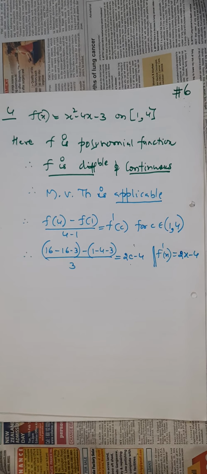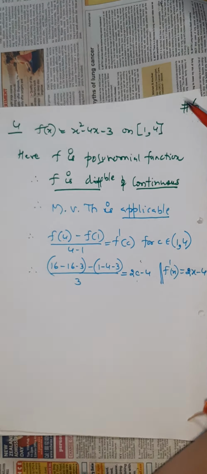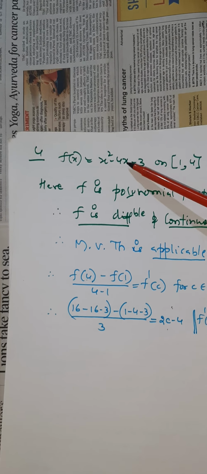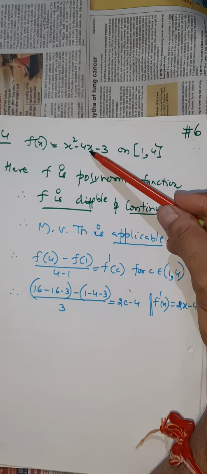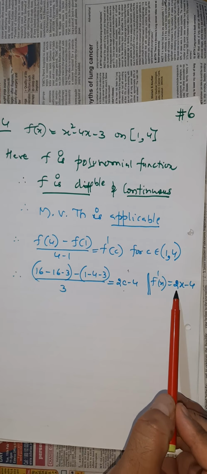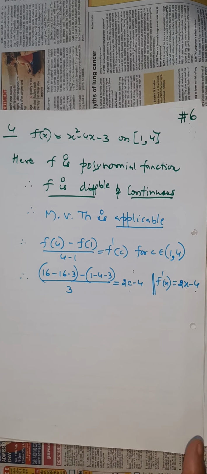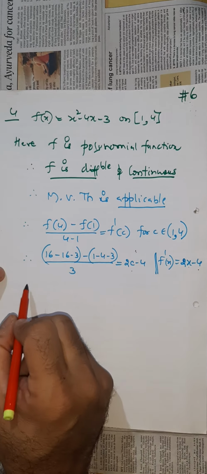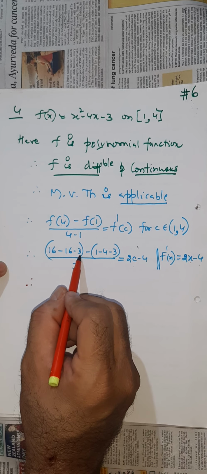Let me repeat this. So here, what is f of 4? Just place here 16 minus 16 and 3. What is f of 1? 1 minus 4 minus 3. What is f dash c? First find the derivative, which is 2x minus 4, and then instead of x you put 1. So here this is minus 3.